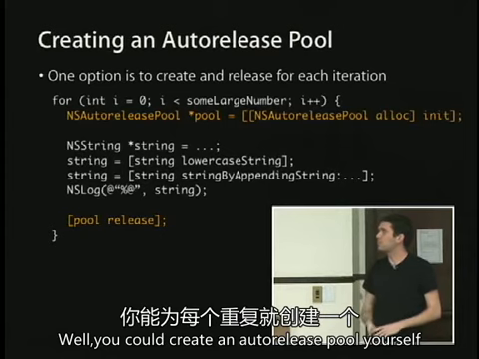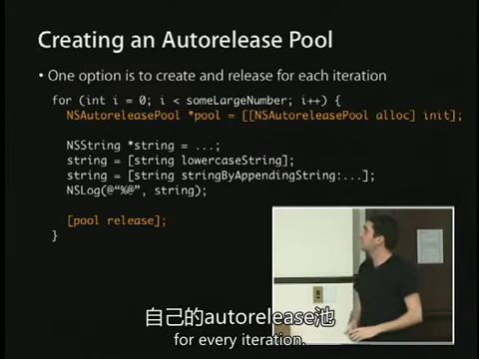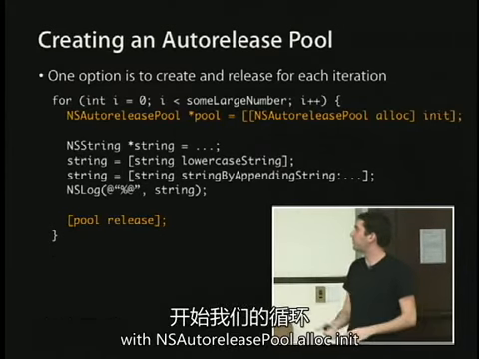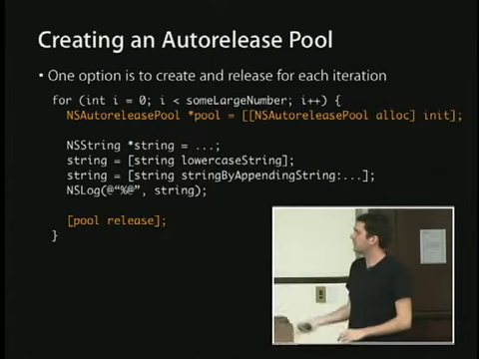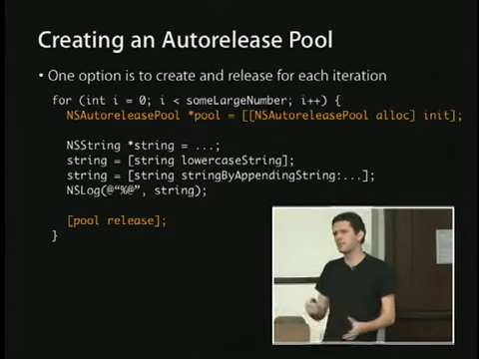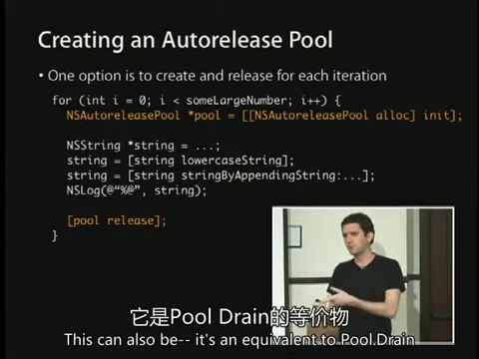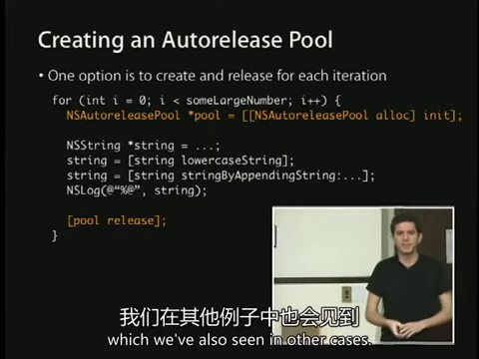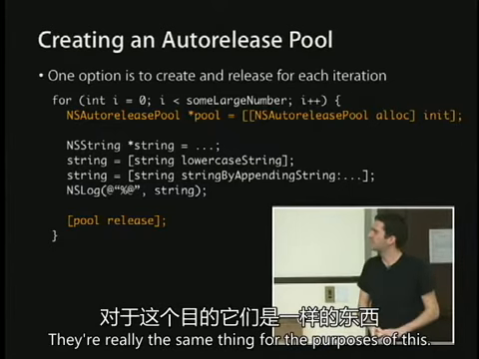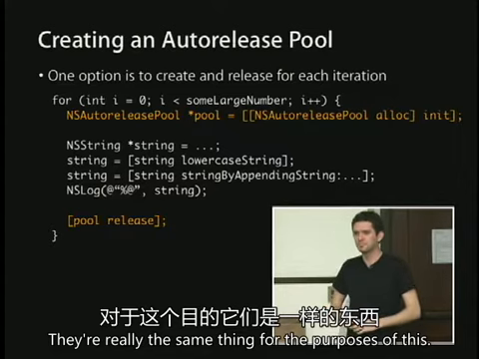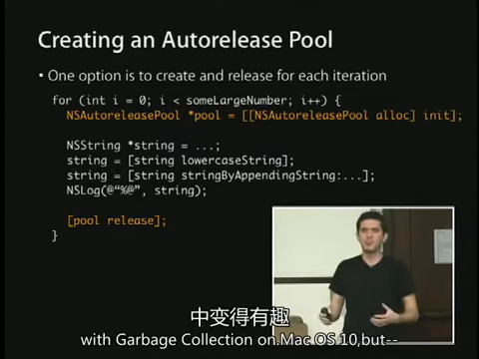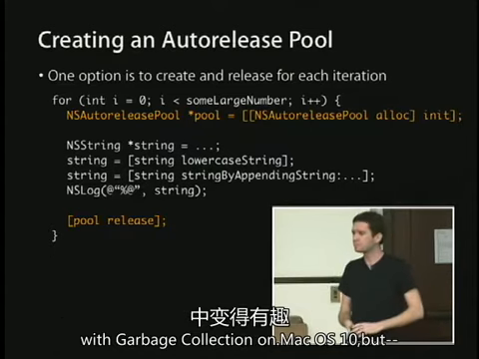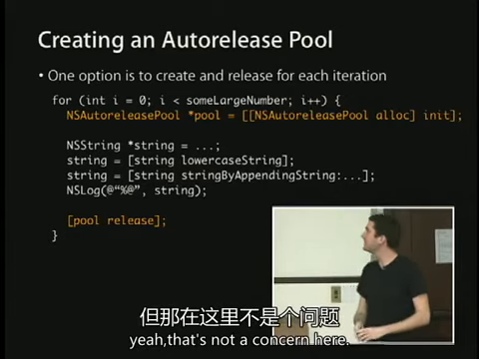Well, you could create an auto-release pool yourself for every iteration. In this case, let's start our loop with NSAutoreleasePool alloc init and finish it with pool release. This is equivalent to pool drain, which we've also seen in other cases. They're really the same thing for the purposes of this. It only becomes interesting with garbage collection on Mac OS X, but that's not a concern here.